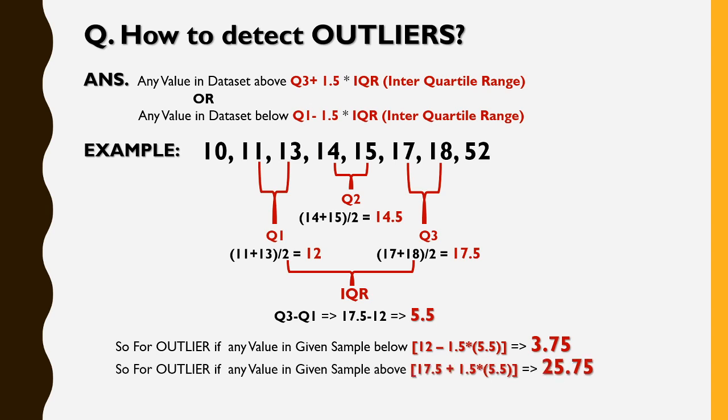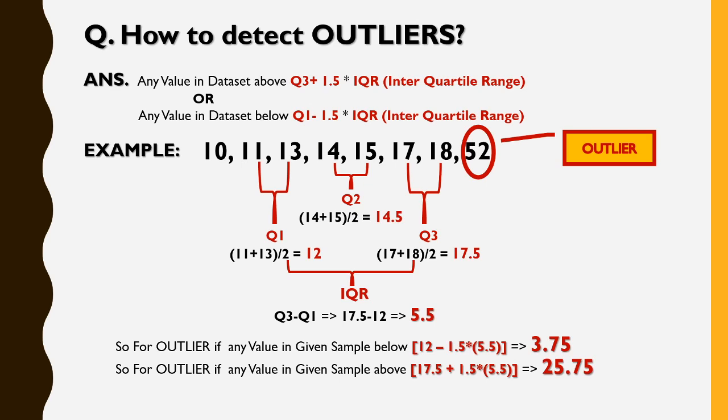Now, for the other outliers, the other equation is: if any value in the given sample is above Q3, which is 17.5, plus 1.5 times 5.5, that is 25.75, then any value greater than 25.75 in my sample would be taken as an outlier. You can see that we have highlighted that 52 is greater than 25.75, hence this value is taken as an outlier. I think you might be getting how we can find an outlier.